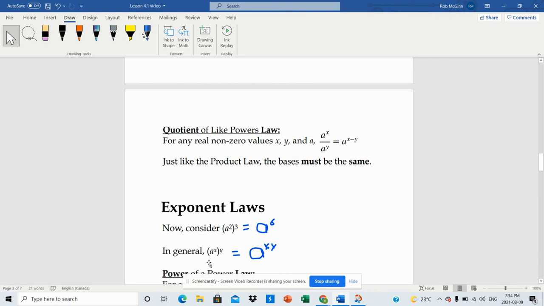In general, if we have a to the x raised to the y power, it's going to equal a to the x times y.